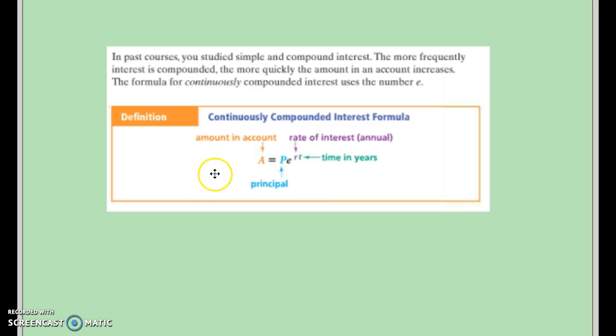So here's what we're looking at. This is something you're going to be using, so make sure you write this formula down. A, which is the amount in the account, equals P, the principal, which is our starting amount, times e, our number, raised to the power rt. The rate r is the annual rate of interest. You're going to be given it as a percentage, but we don't like to deal with percentages, so first turn it into a decimal and then you'll be good. And t is the time in years.